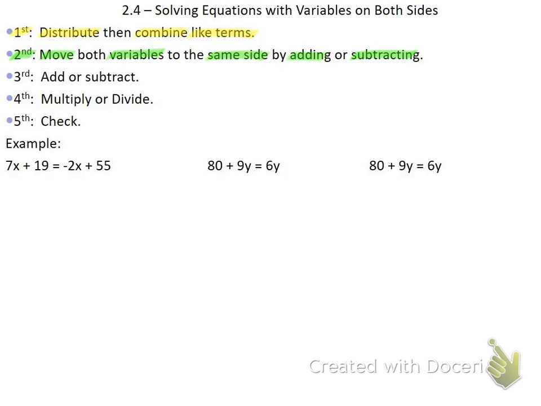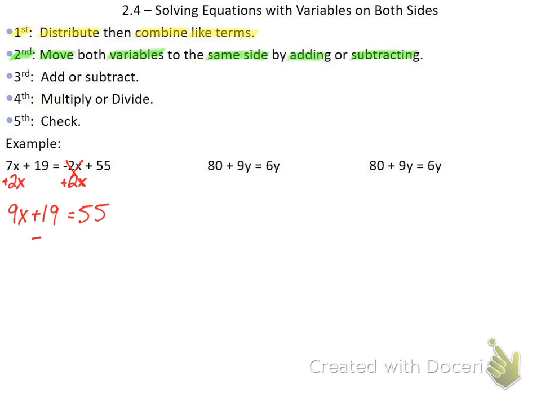So first example that we have here, I've got x's on both sides. So what I want to do is look at my first step, distribute or combine like terms. I don't have any parentheses to distribute or any like terms to combine that are on the same side of the equal sign. So I'm going to then get my variables on the same side. For this one, I'm going to add the 2x to the left-hand side. So when I do that, I get 9x plus 19 is equal to 55.